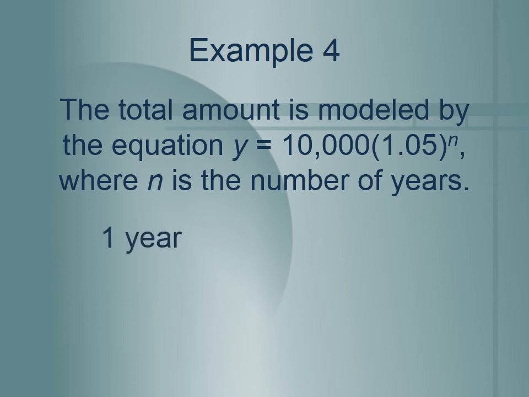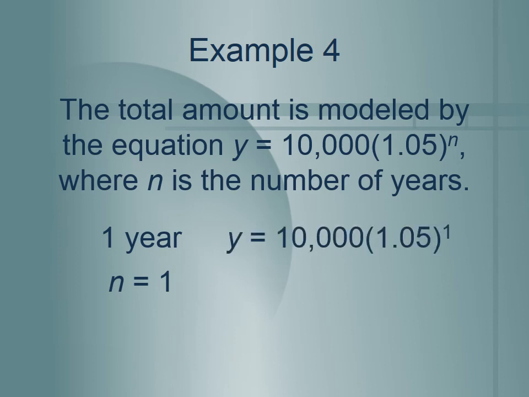So let's say we do 1 year. That means N is 1. So we'll plug 1 for N into our equation, and our calculator will do 10,000 times 1.05 to the first power. Very, very important: when you plug this into your calculator, make sure that you separate 10,000 and 1.05 to the first power. You actually might want to do 1.05 to the first power first, and then multiply it by 10,000, so that way your calculator doesn't get confused.